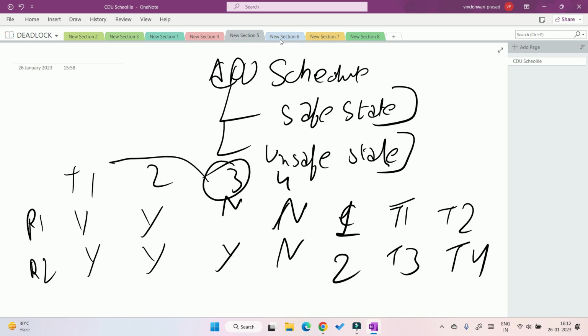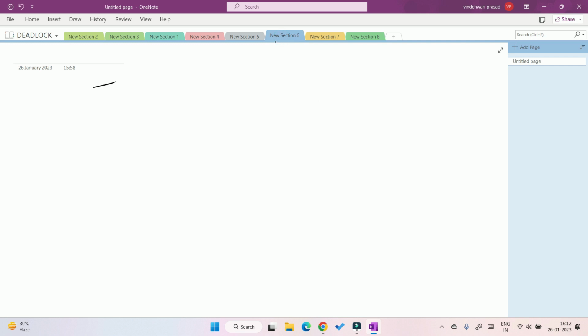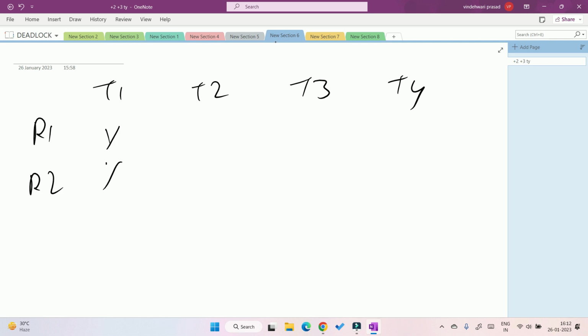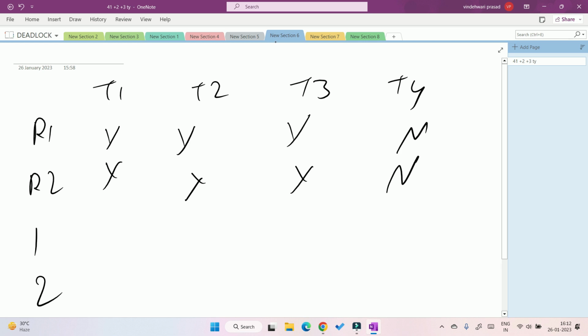Let's take one more example. Suppose there are threads T1, T2, T3, T4 and two resources, R1 and R2. T1, T2 and T3 require all the resources and T4 requires none. If there are two CPUs, 1 and 2, none of T1, T2, T3 can run in parallel. So they can run only in series, and T4 can run anytime because it does not need any resource.